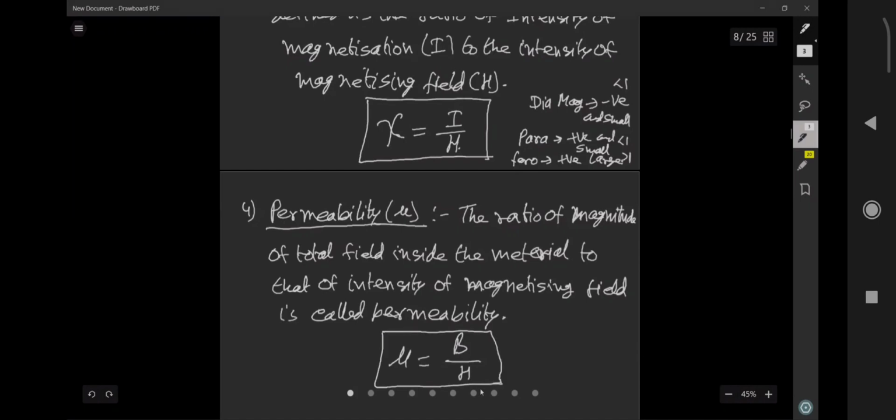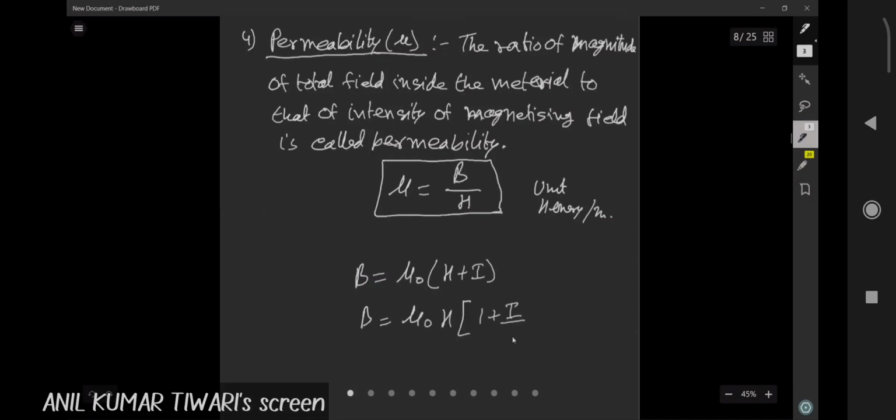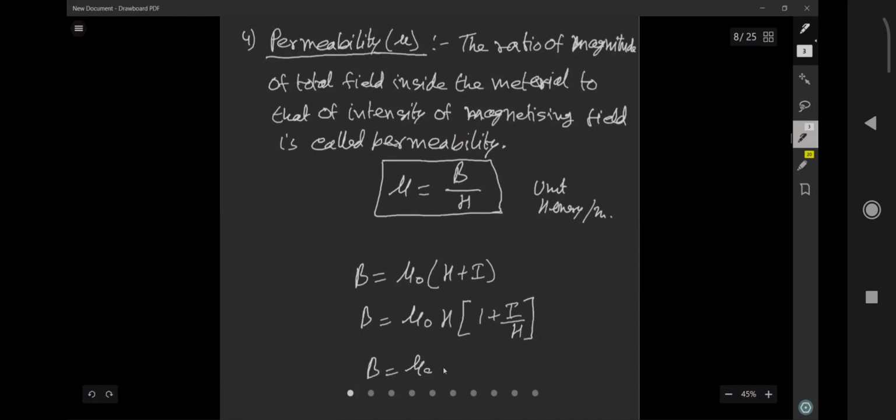So mu is equal to B by H, and the unit is Henry per meter. We can derive it like this. If it is so, then we can write B is equal to mu naught times H plus I. Or B is equal to mu naught, take H common, it becomes 1 plus I by H. So B is equal to mu naught H times 1 plus chi, where I by H is equal to chi.